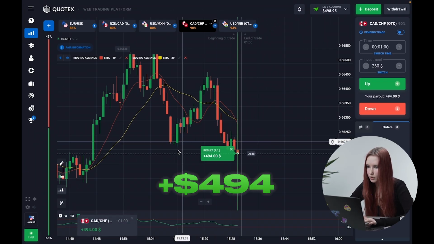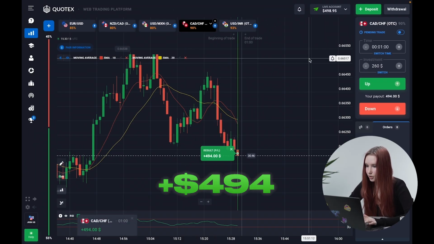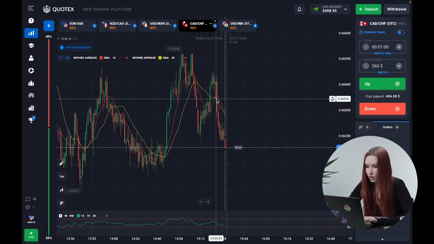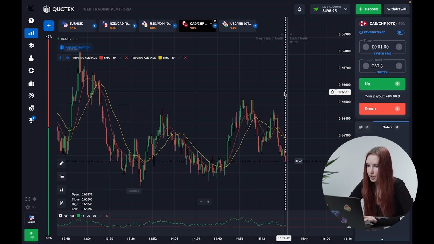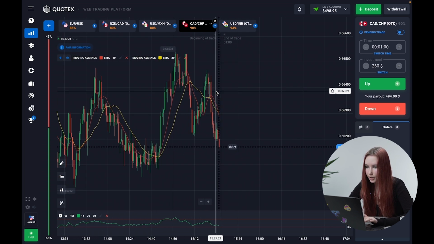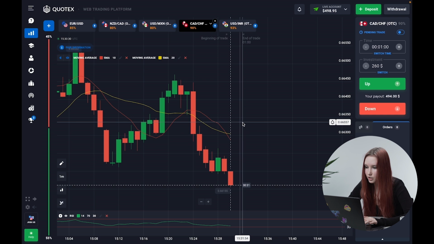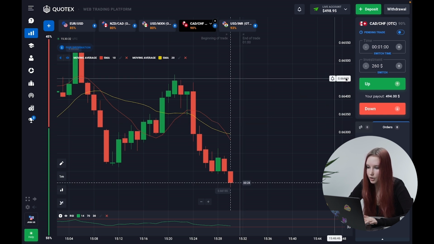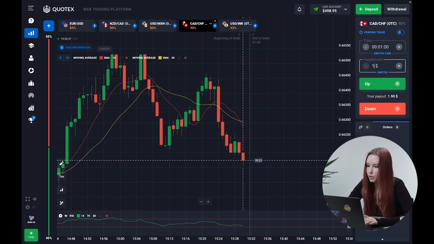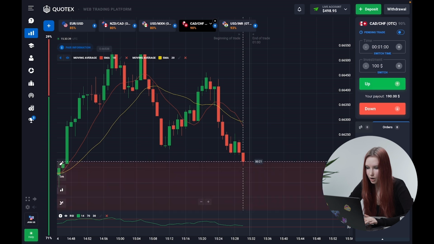Okay, nice, almost $500. Really great results. So I think that this live trading session will bring me some profit. And finally, a little bit I'm afraid to lose. Look, we have this intersection again, intersection in down direction. So maybe I'll trade with a part of my wallet.